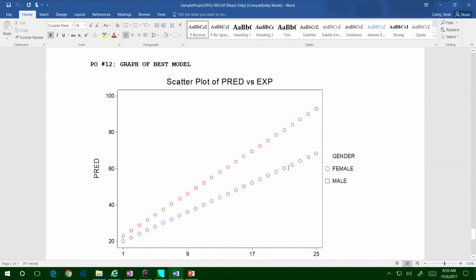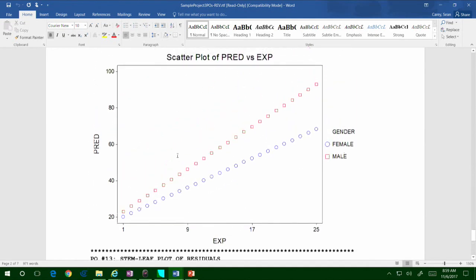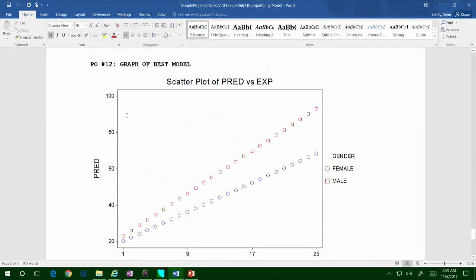Printout number 12, let me skip that for a second. Printout number 13, stem and leaf plot of the residuals. This is when you look for normality or something close to normality. Okay? Extreme skewness is going to violate the assumption of normality, but little skewness or even moderate skewness won't because of the robustness property.